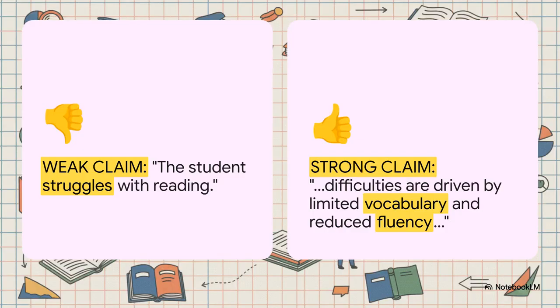On the left, the student struggles with reading. Well, yeah, we know that. That's an observation, not an argument. But look at the strong claim. It tells us why the student struggles: limited academic vocabulary and reduced fluency. Now that is an argument you can build a whole paper around.